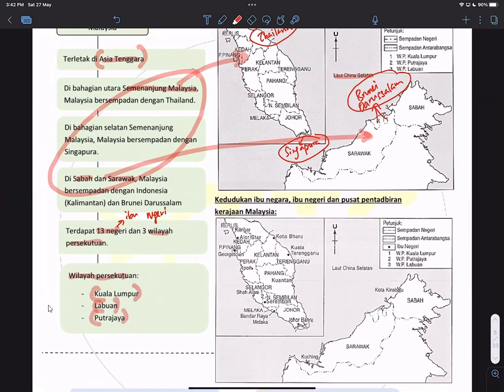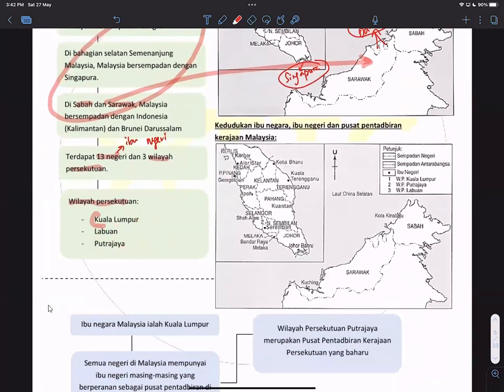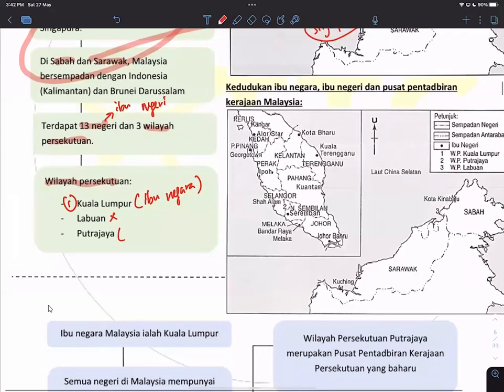Yes, this is the correct sequence for Malaysia. First Wilayah Persekutuan is our Ibu Negara. So right now, Kuala Lumpur also recognized as our Ibu Negara. So Labuan, just Wilayah Persekutuan. So Putrajaya, another name, our central government. So what is the central government name?